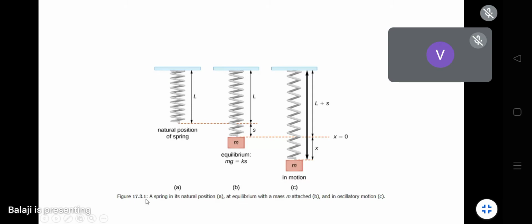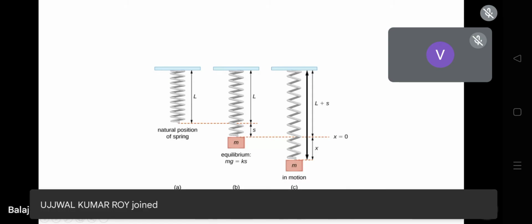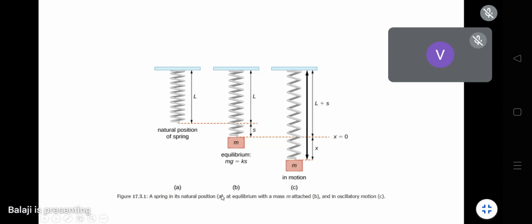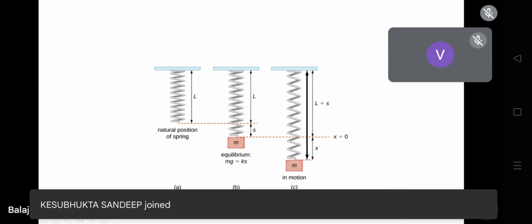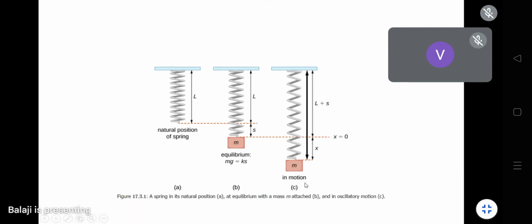You see here written 17.3.1, spring in natural position, first one. Then equilibrium position, meaning constant position, that is your second one, where mg is equal to ks. And here oscillatory motion: this is oscillation upward and downward, the spring moving in the upward direction and downward direction. That is called the position in motion.